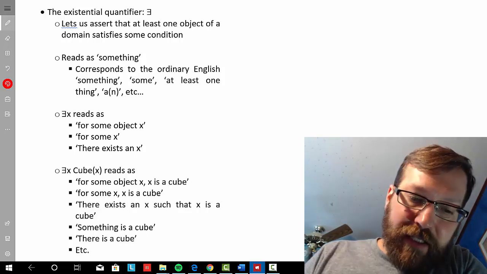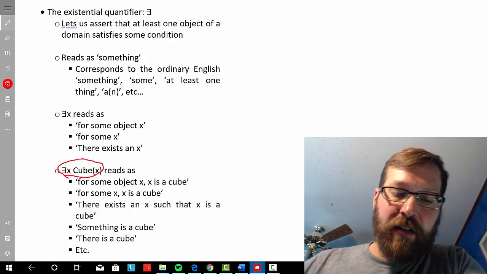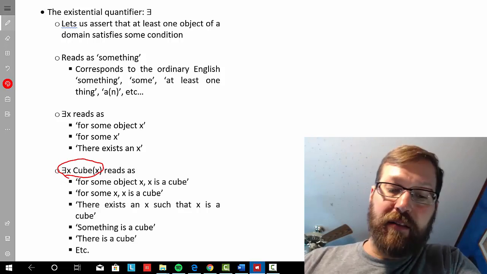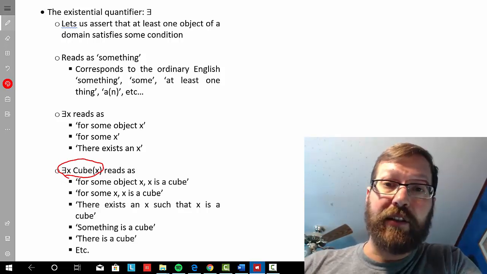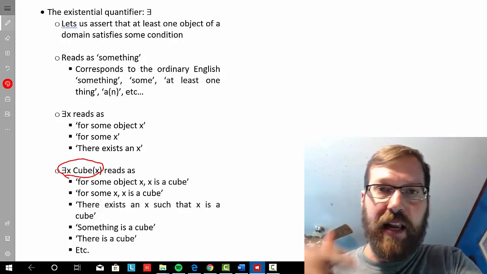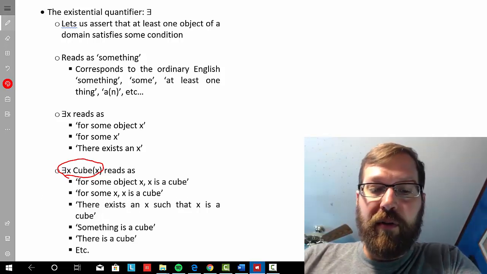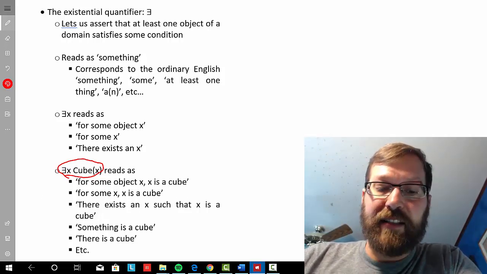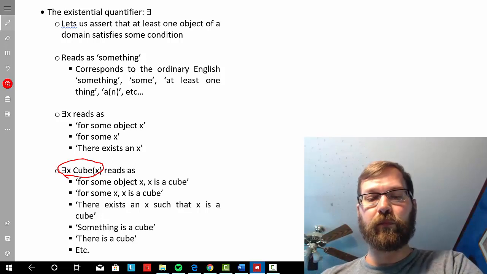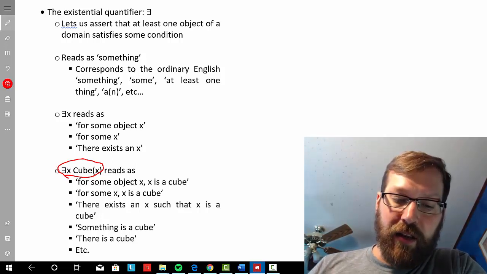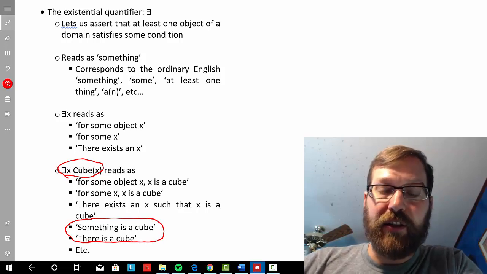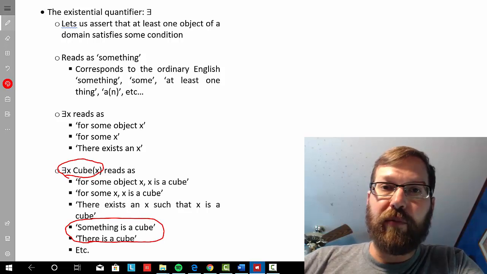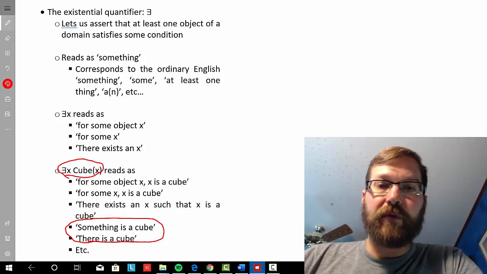All right, so our quantified sentence here, the way we would read that in the jargony way, we have a few ways. For some object x, x is a cube. For some x, x is a cube. Or there exists an x such that x is a cube. In the ordinary English, we would read that as asserting something is a cube, there is a cube, and so forth.